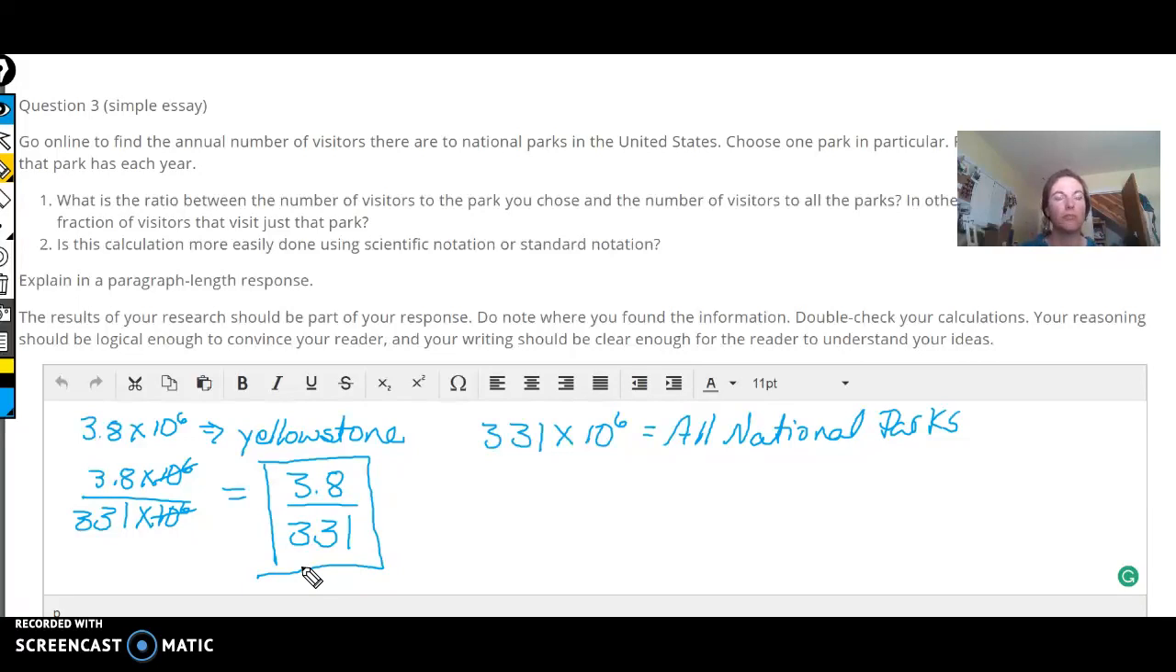Okay, is this calculation more easily done using scientific notation or standard notation? Well, I personally think the fact that it was written in scientific notation made it really easy to cancel those 10 to the 6th out. If I would have had 3, 8, 0, 0, 0, 0, 0, and 331, 0, 0, 0, 0, 0, 0, yeah, I could certainly have canceled these out, and then realized that I would have 3.8 over 331. Yeah, I could have done that, but this was really easy.